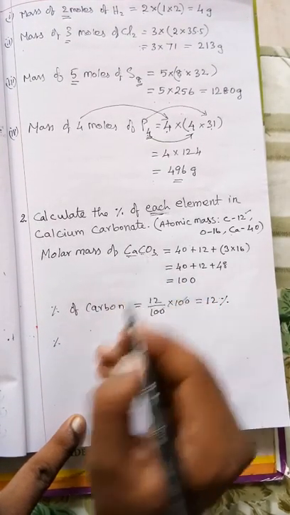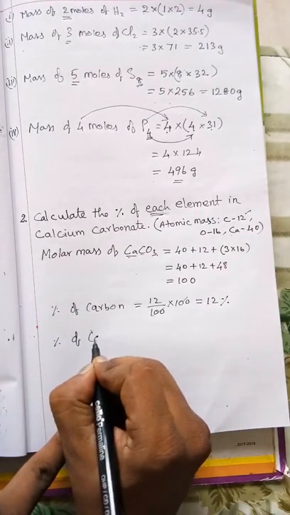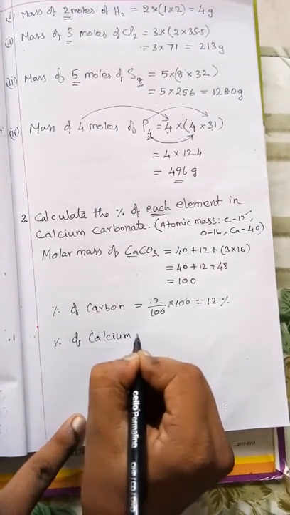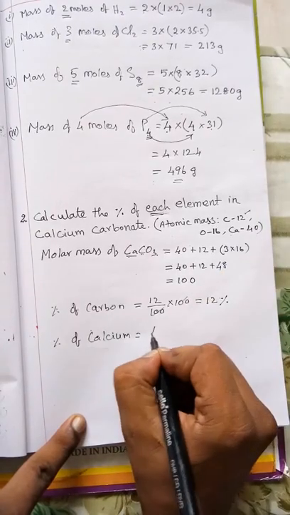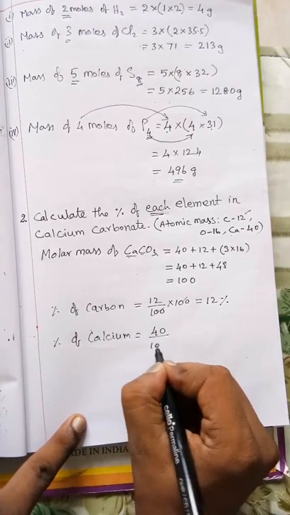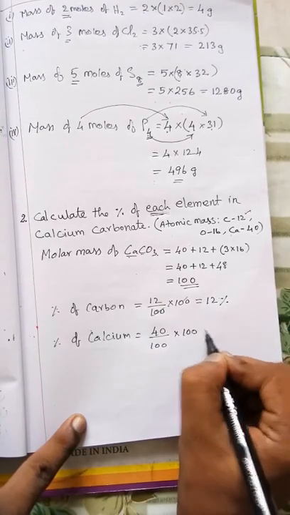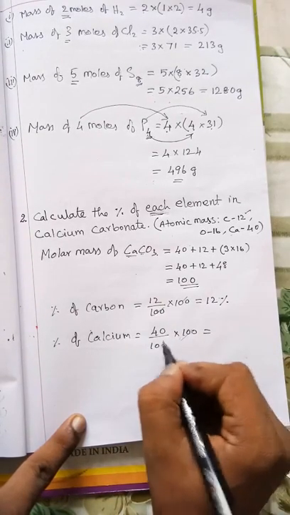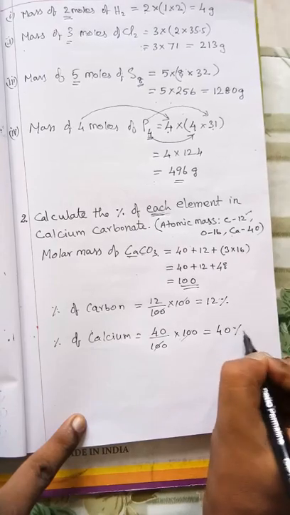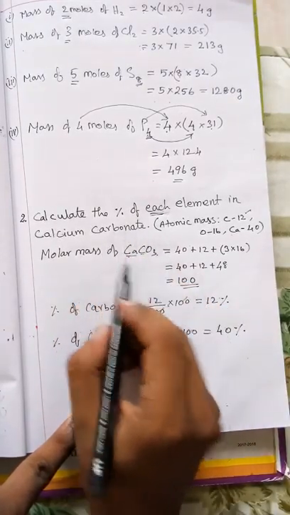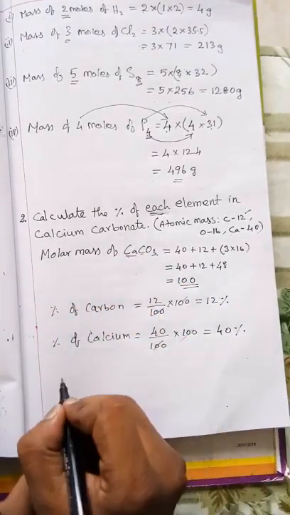Like that, we want to find the percentage of calcium. What is the calcium value? Ca 40 divided by 100. 100 means total value, 100 total value into percentage 100. So the 100 cancels. So how much? 40 percentage. The calcium is 40 percentage in the calcium carbonate.